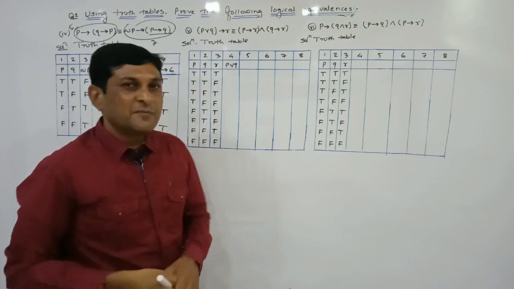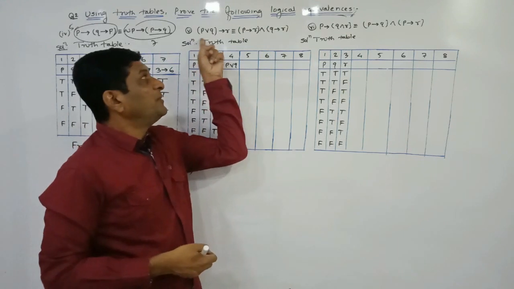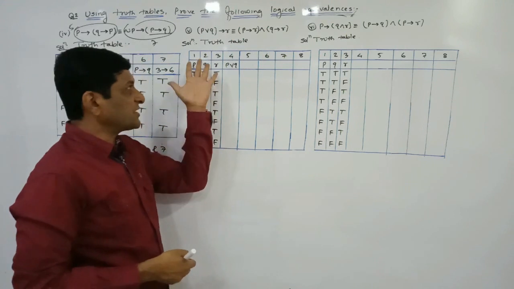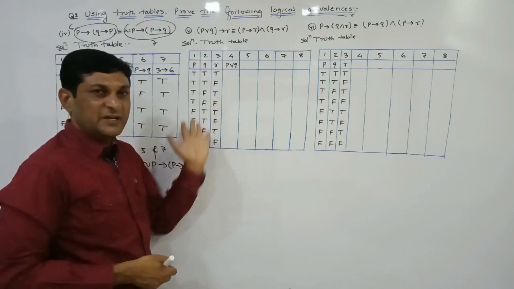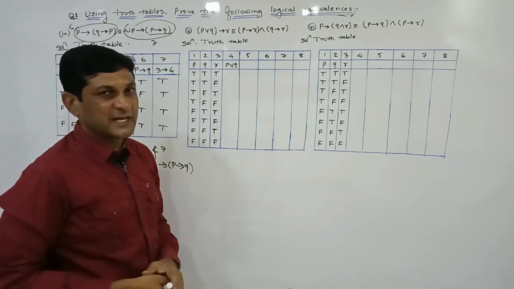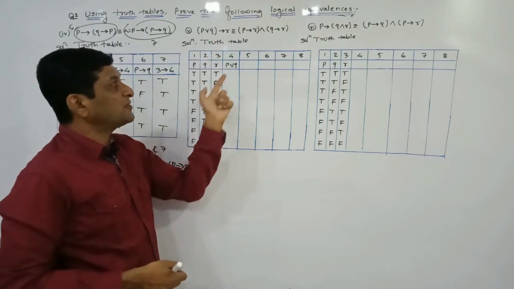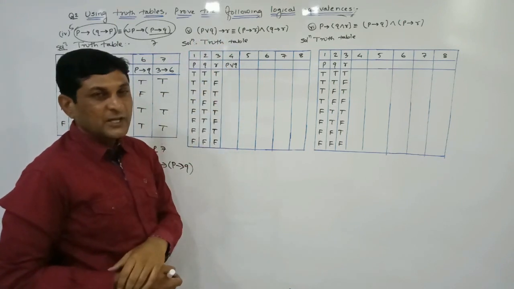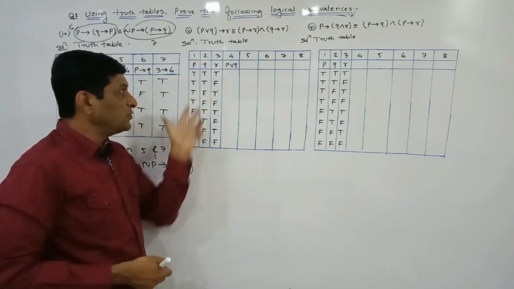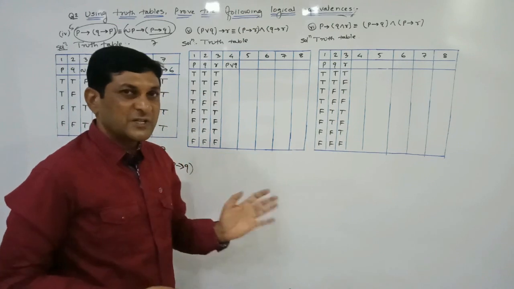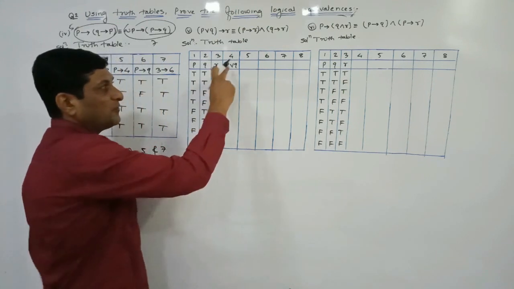Now see example number 5. In this example, how many letters appear in this statement? 3 letters, P, Q, R, which means 3 statements are under consideration. So 8 different possibilities of truth values are there. Now to find the truth value of the first part, first we will require the truth value of P or Q. These are the truth values of P and Q. We are connecting these two statements by OR. In case of OR, if at least one statement is true, the truth value of OR will be true.